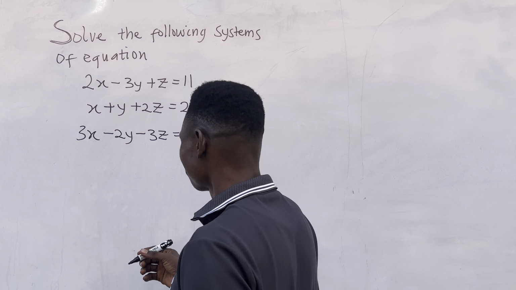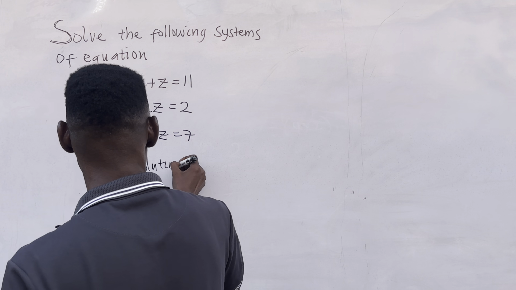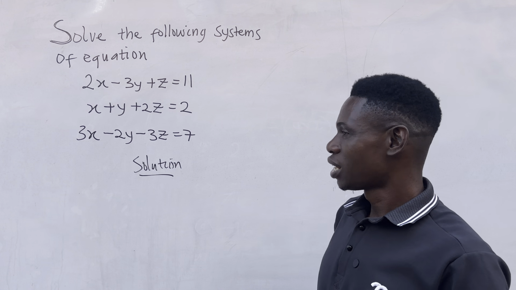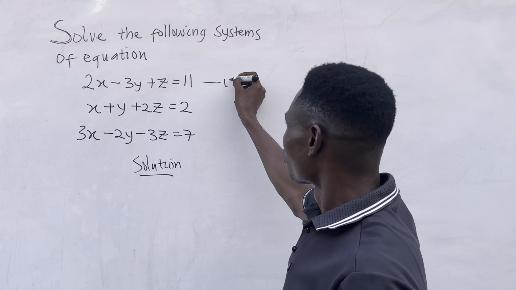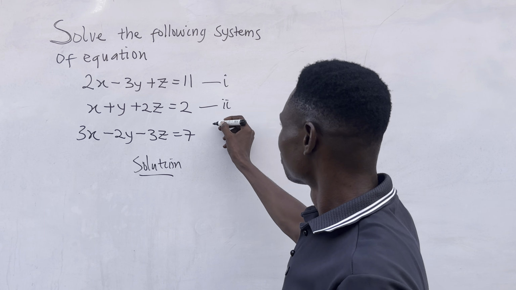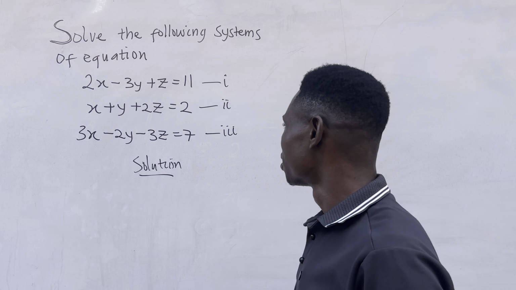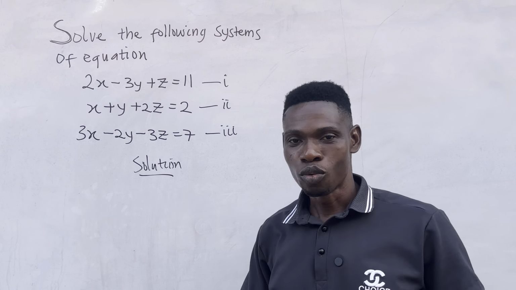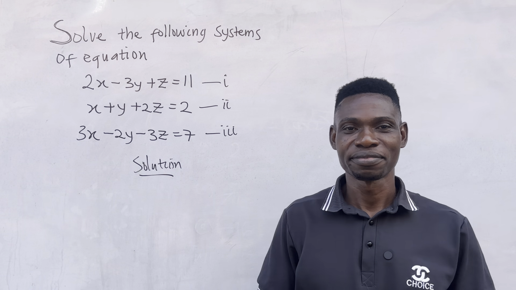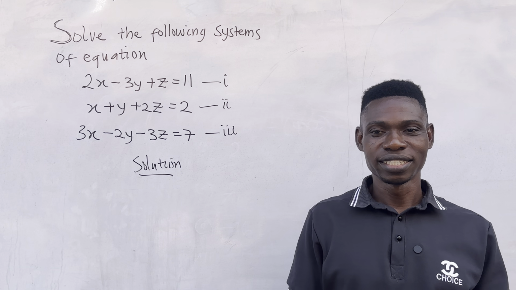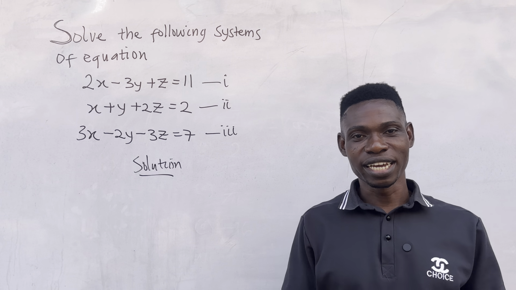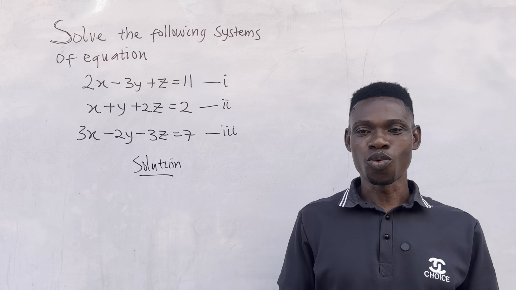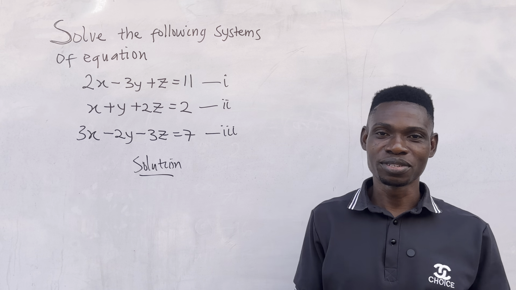Let's go. Solution. Now we have three equations. Let's label them. So let's call this equation 1, this 2, and this 3. Now what we'll do is look for the simplest one and make one of the variables the subject, and then we'll substitute that into the other equations. With that, we'll have a simultaneous equation with just two variables, and then we'll go.